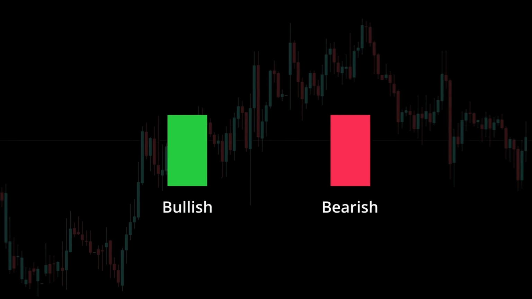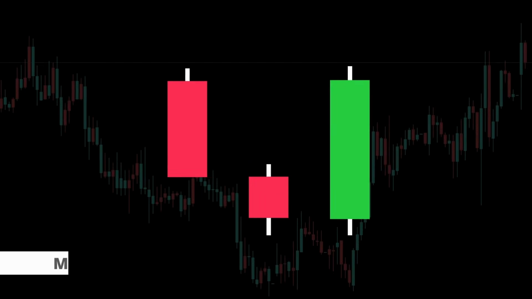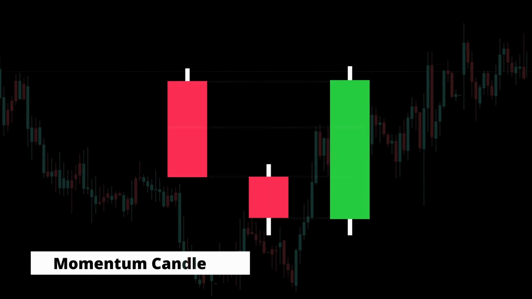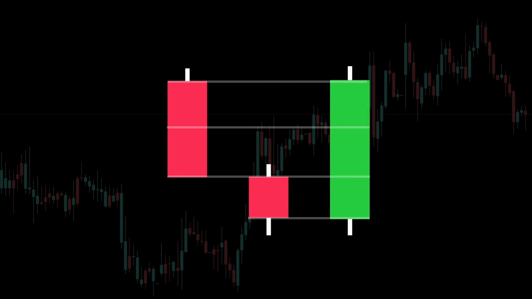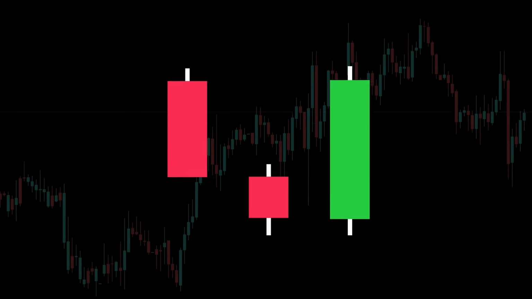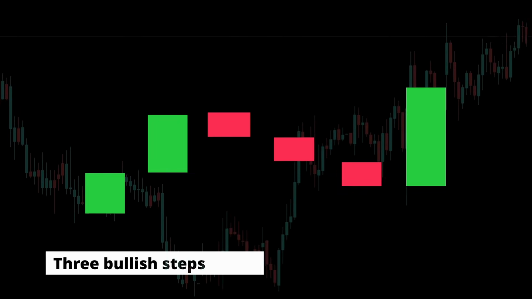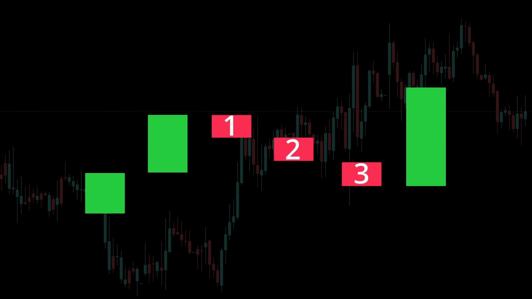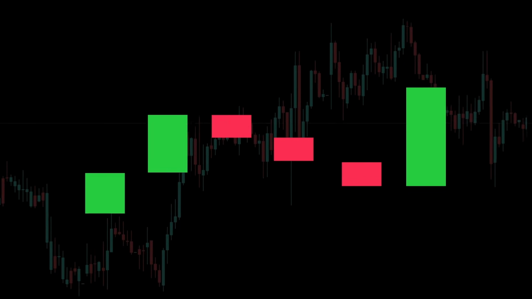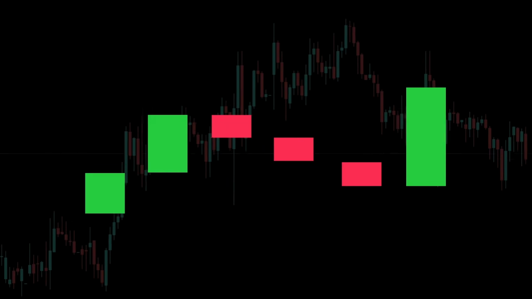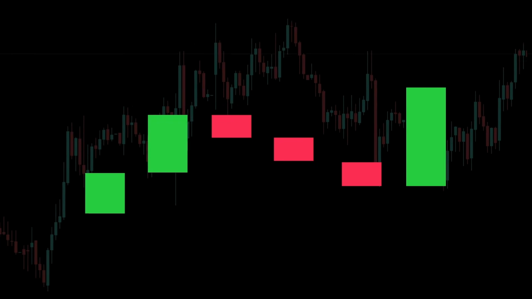Buyers and sellers have complete control. Momentum candle, a candle 2 to 3 times larger than the previous ones, extremely powerful. The price will continue to move in the same direction. 3 bullish steps. This pattern includes 3 short red candles, which are overlapped by long green ones on both sides. This indicates that buyers are strengthening their positions. A continuation of the upward trend is likely.